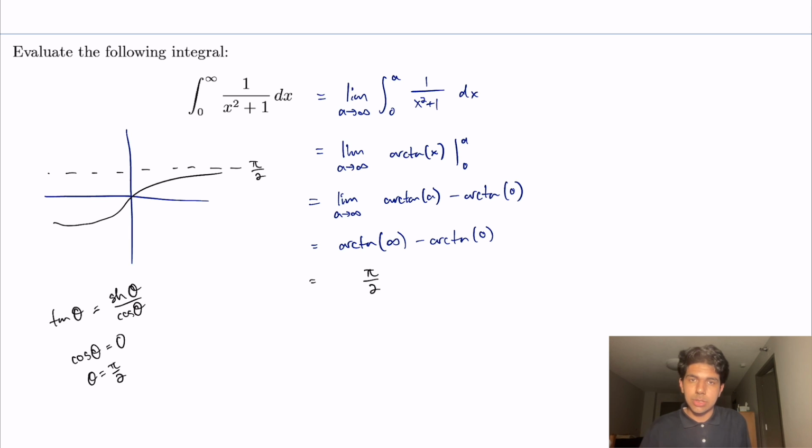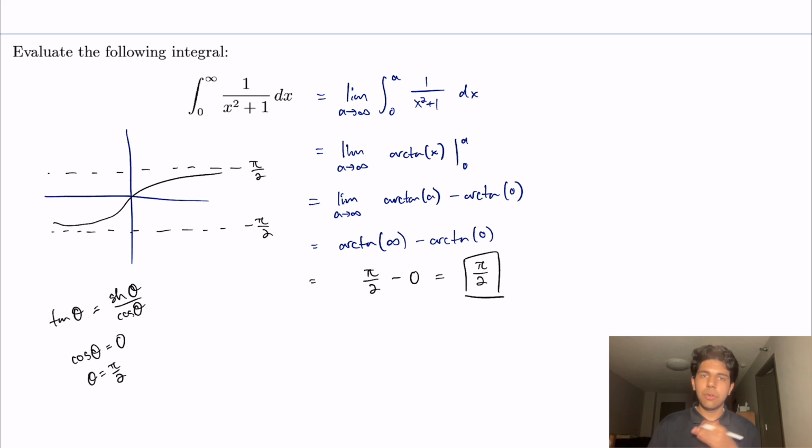So arctangent of infinity is pi over 2, and that's actually where our horizontal asymptote is on our arctangent graph. There's also another horizontal asymptote down here at negative pi over 2, but note that we're using positive pi over 2 because we're going towards positive infinity. Arctangent of 0 is simply equal to 0, so this equates to pi over 2, and that's our answer.